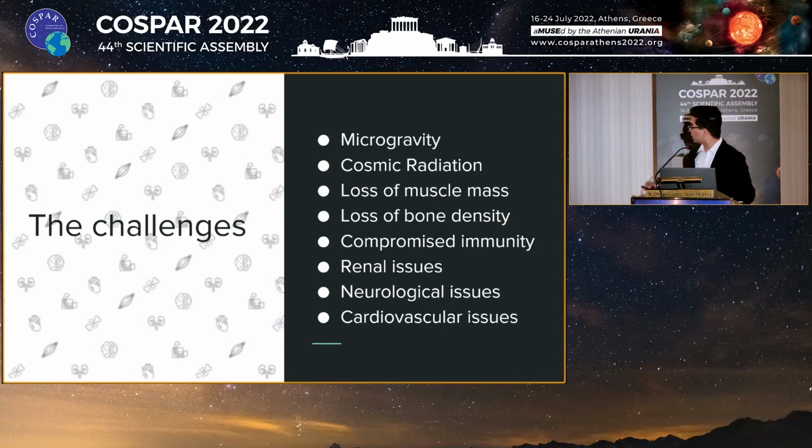Prolonged microgravity and cosmic radiation exposure, causing bone and muscle loss. You have immune deficiencies, impaired renal functions, neurological irresponsiveness, cardiovascular issues, you have cell proliferation, apoptosis. All of these are quite important functions that are affected, and there's no one solution to any of these issues, and also no comprehensive way of tracking health.